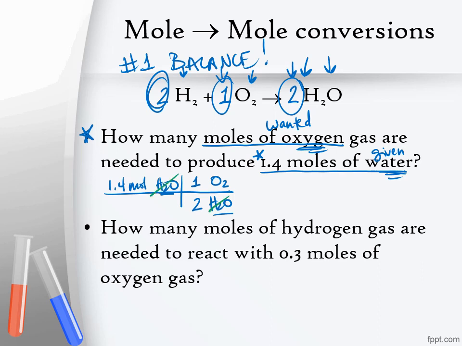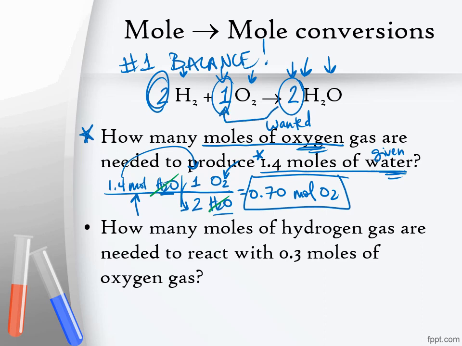Boom, boom, and we're left with 1.4 times 1 divided by 2. And so our answer is going to be 0.70. Unit label, I still have moles of oxygen. That is going to be our answer. And this makes sense because I've got a 1:2 ratio of oxygen to water, and so I'm going to have half as much oxygen as I have water. Let's do this one together.